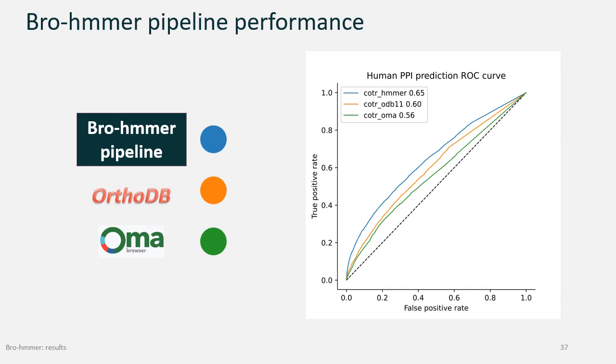In addition to the specific case study, we assess the general performance of the Bro-Hammer pipeline by comparing the cotransition analysis results obtained with those of the OMA and OrthoDB databases. We constructed receiver operating characteristic curves and measured the area under the curve parameter in protein pairs known to physically interact or not to interact in humans. We observed a different performance when CoTra analysis was applied to the three different methods. And in particular, there is an improvement in performance with Bro-Hammer compared to both OMA and OrthoDB.